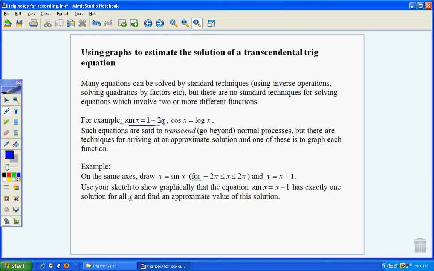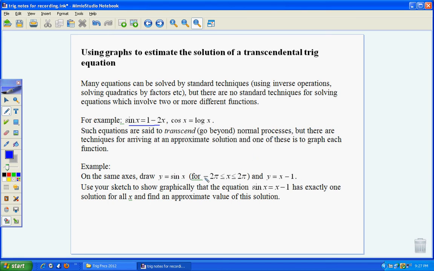We could do it with sine x, but not with 1 minus 2x, and not with log of x. So we can't use normal operations to solve these ones. The best thing we can do is draw a graph, because they transcend the normal processes.